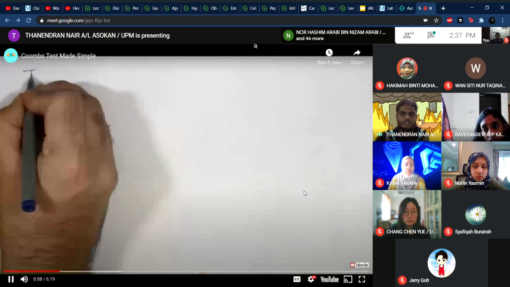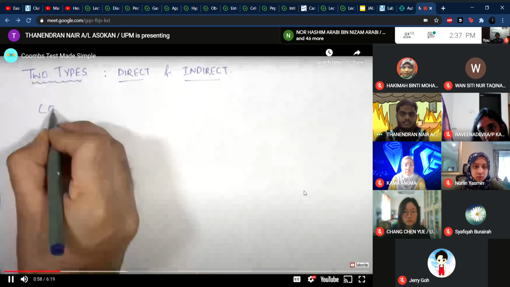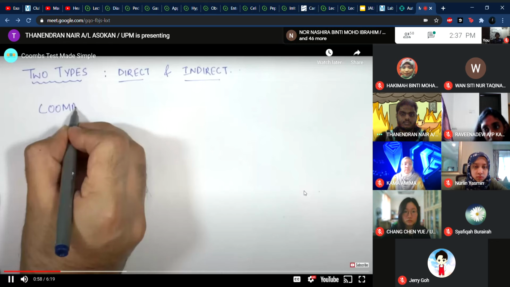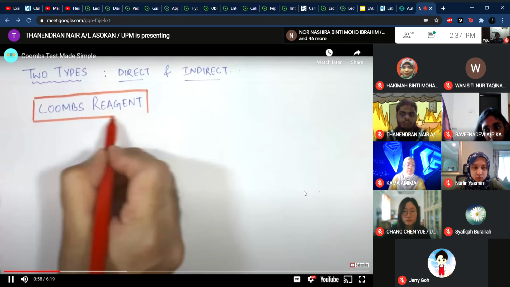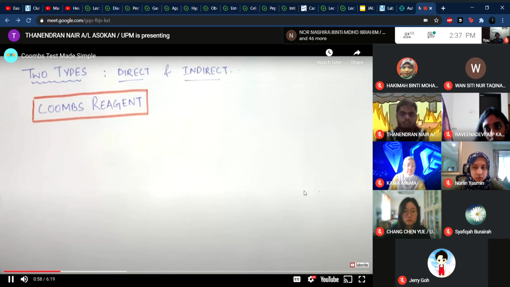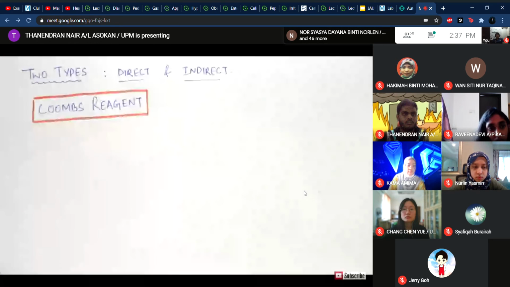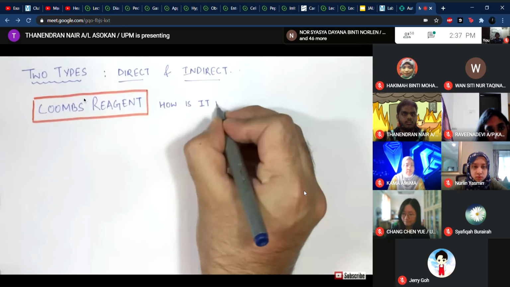And the common thing in both of them is the Coombs reagent. And it's very important to understand the Coombs reagent, how it is made, what it is, to understand the basics of the Coombs test. So let's first understand how the Coombs reagent is made.